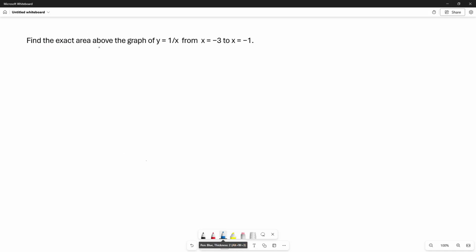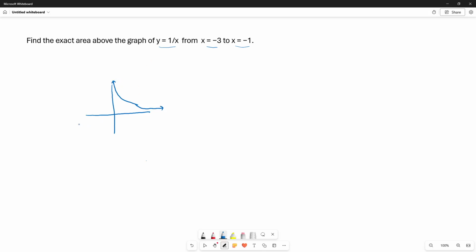Find the exact area above the graph of y equals 1 over x from x equals -3 to x equals -1. So let's draw the graph of y equals 1 over x. Y equals 1 over x has a vertical asymptote at the y-axis and a horizontal asymptote at the x-axis.